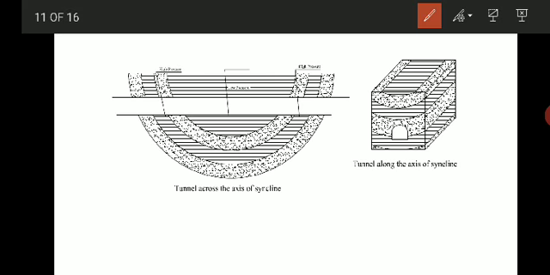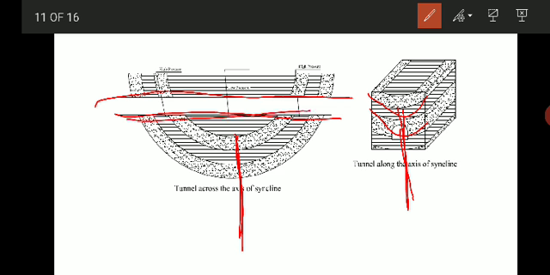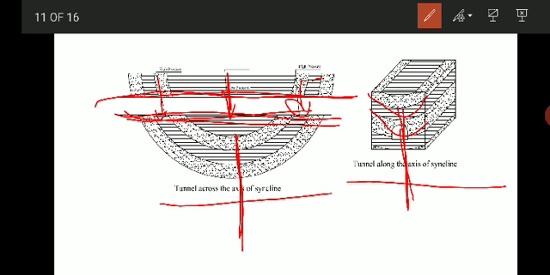Then in the case of a tunnel in a syncline fold, a syncline is like a basin. Here again there are two cases. This is the fold axis, and the tunnel is running along the fold axis, and this one is across the fold axis. Here again the same situation, the pressure distribution is uneven. So there is the tunnel across the axis of the syncline and the tunnel along the axis of the syncline.